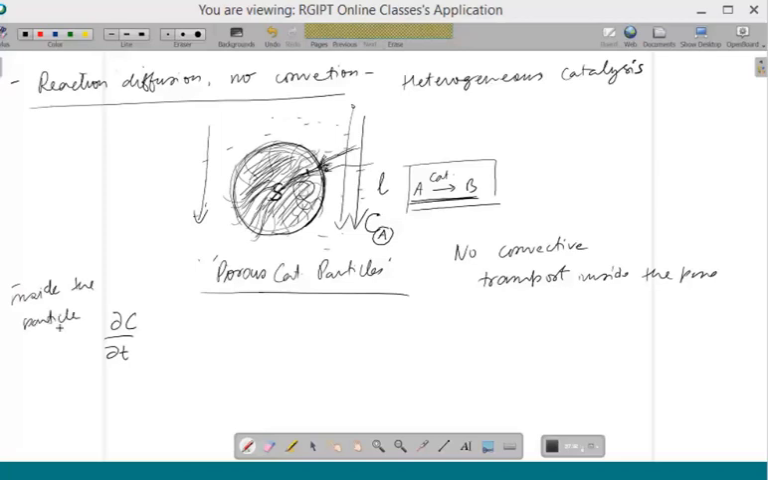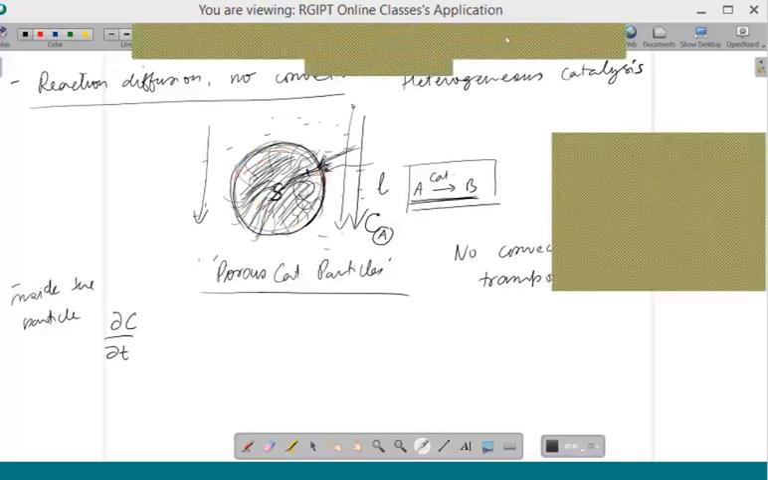So what you are interested in is actually finding out the reactants or products concentration profile that may develop inside this catalyst particle.